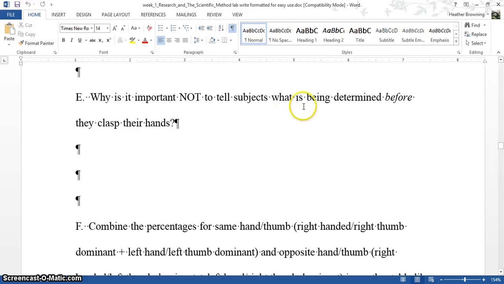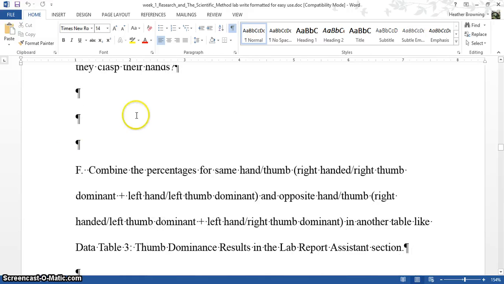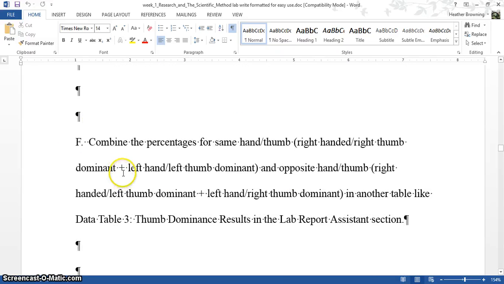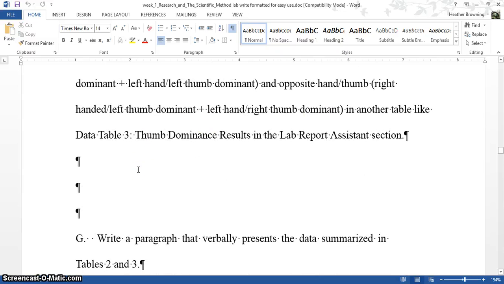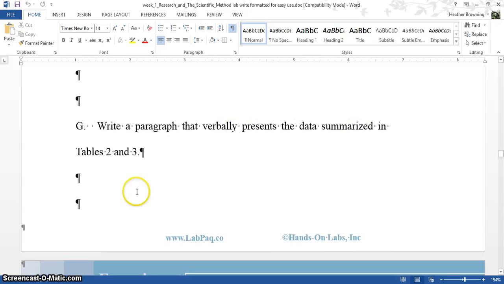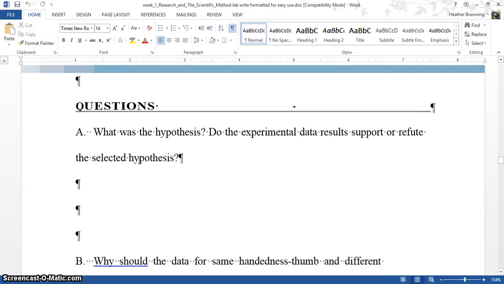If it's not important to tell subjects what they want before, why don't you want to do that? Combine our percentages. Fun times. Write a paragraph that talks about this. So in a paragraph that just says, here's what I saw, why, kind of thing. And then we get into questions.